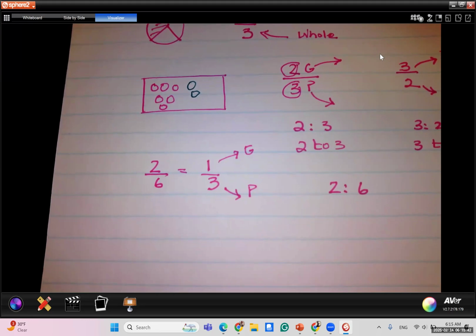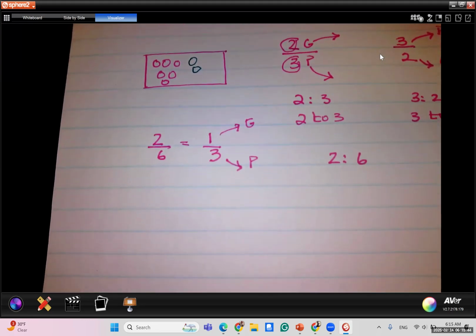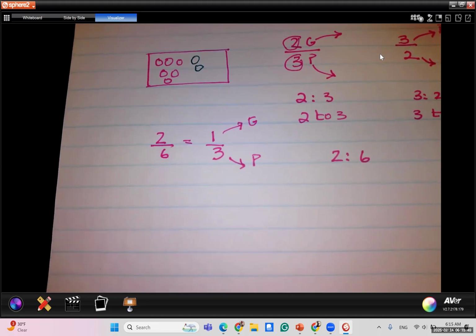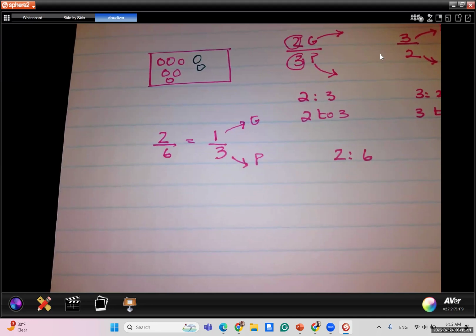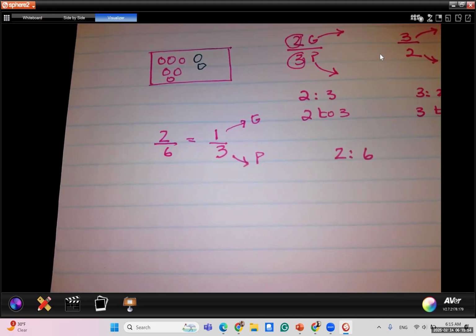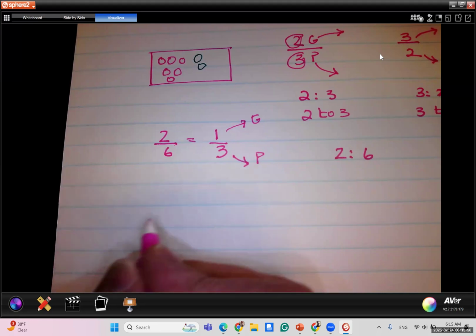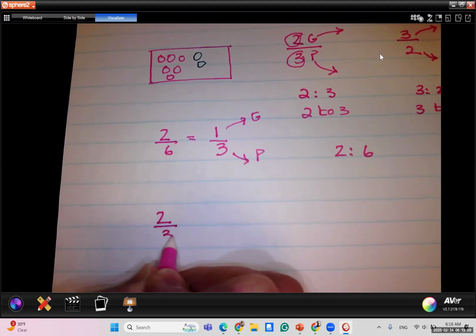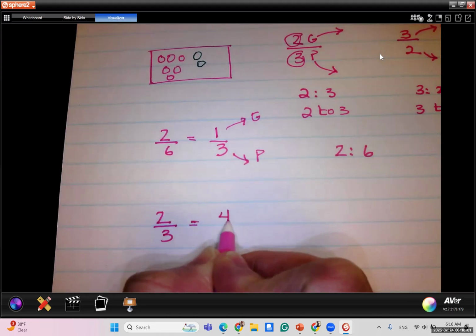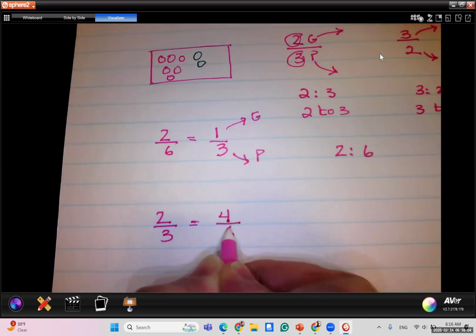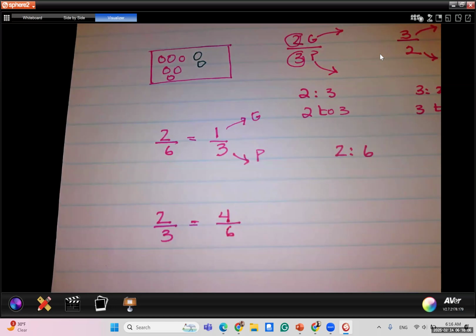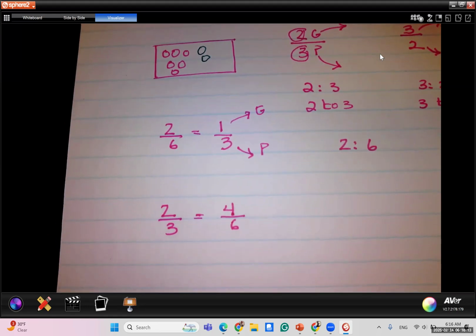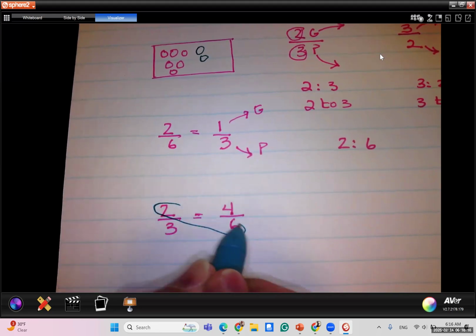So those are ratios. Now, if we take 2 ratios and set them equal to each other, okay, that will be considered a proportion. So a proportion is basically 2 ratios that are equivalent, okay, and set equal to each other. For example, 2/3 and 4/6 is a proportion because those two are equivalent. And if you don't remember from the fraction unit how to decide whether 2 fractions are equivalent, you basically cross multiply, okay?